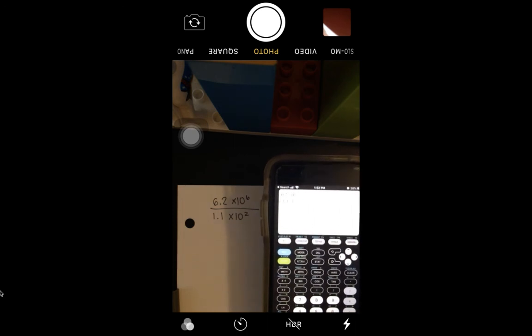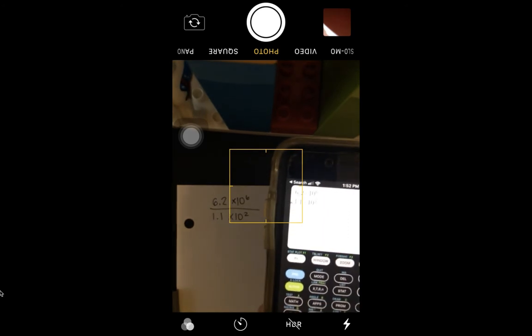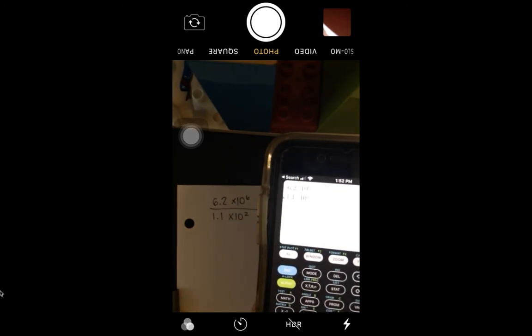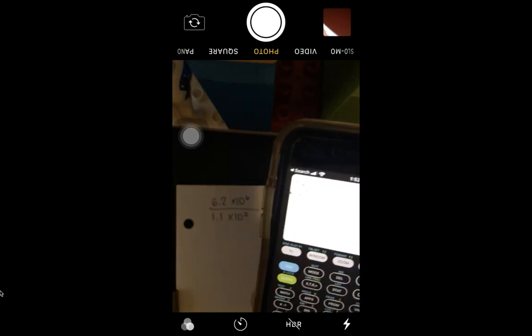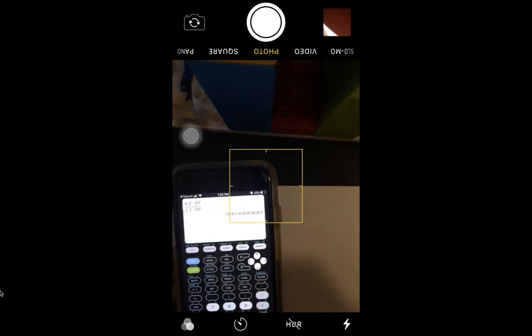So the top says 6.2 times 10 to the 6th power. So I just type the top. Okay, I'm going to arrow down to the denominator, the bottom, and I'm going to type 1.1 times 10 to the 2nd power. So I'm just typing it in exactly as I see it on my paper. And then I'm going to hit enter, and oh, that's a big random number. Okay, let's write it down and then let's talk about it.